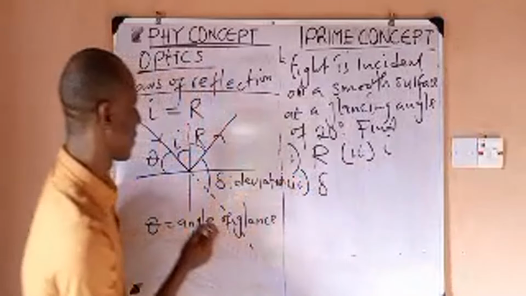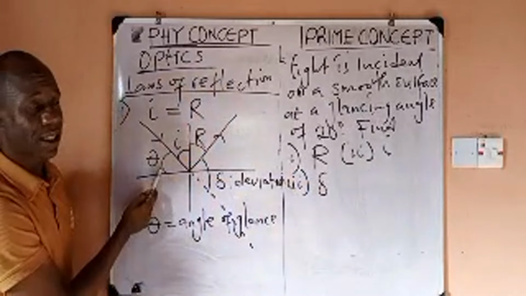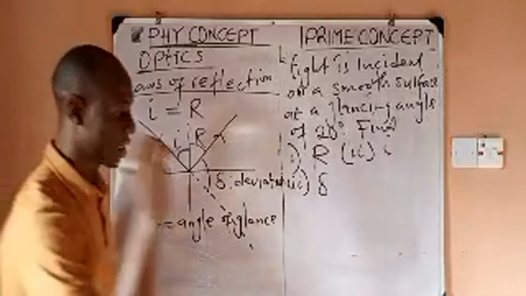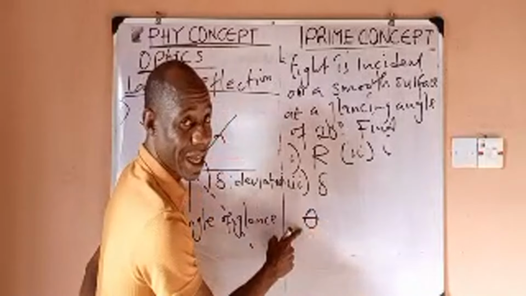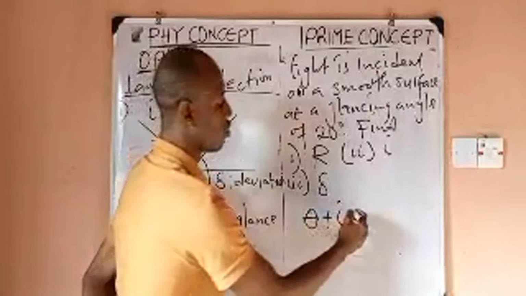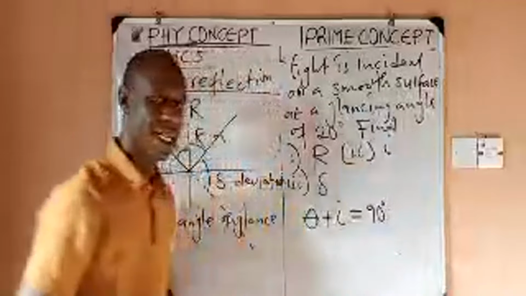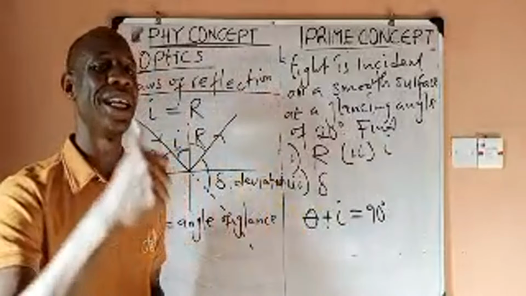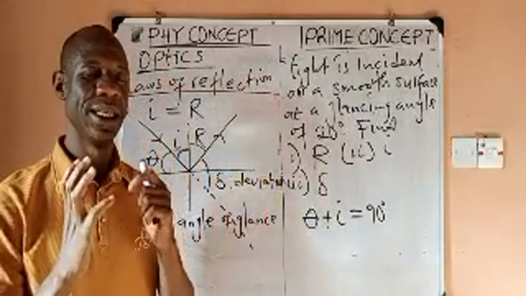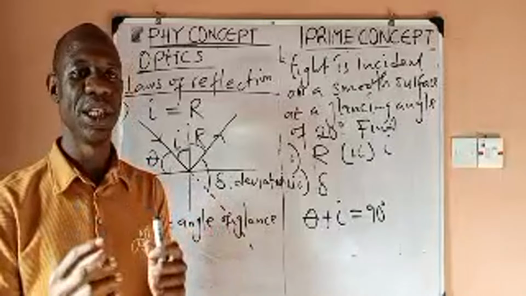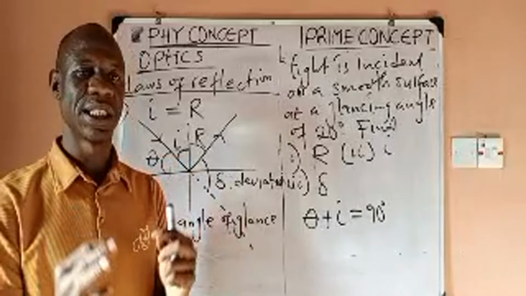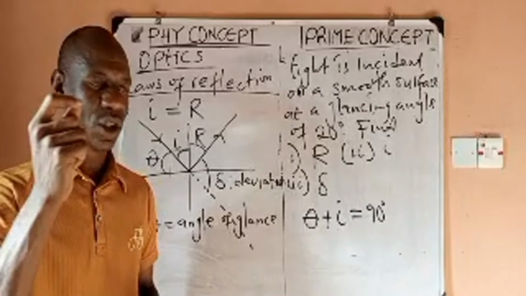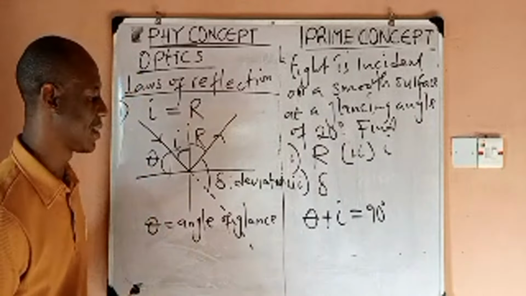Now, you know that the relationship between glancing angle and incident angle is 90 degrees. It is constant. You should know that theta, which is the glancing angle, plus the incident angle would always add up to 90 degrees. That is to say, the exam can ask you which of the following is true for glancing angle and incident angle. Option A, they are complementary. Option B, they are supplementary. Option C, they add up to 360. Option D, they add up to 270. Which of them is true? Drop the answer in the comment section.